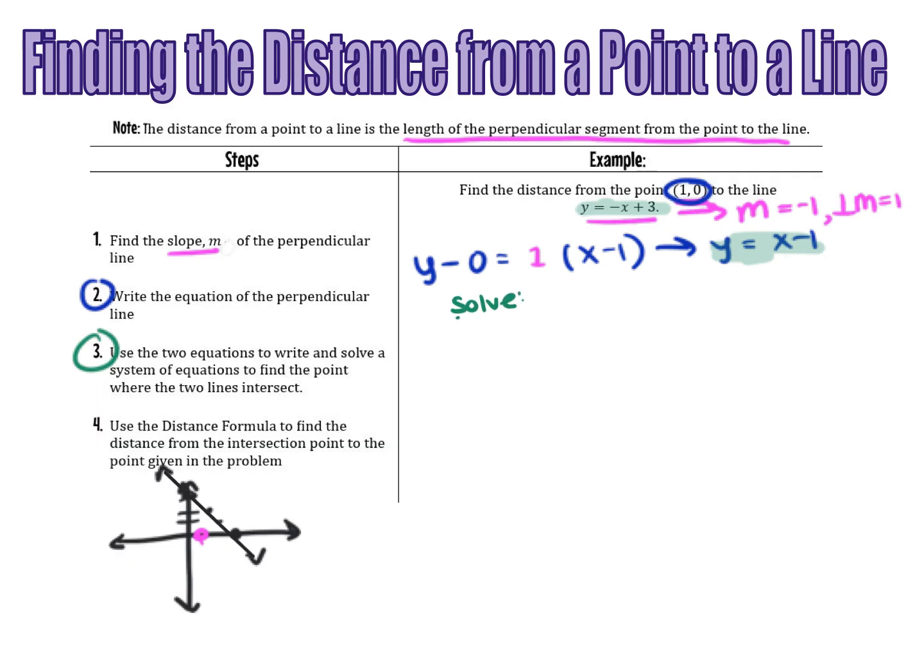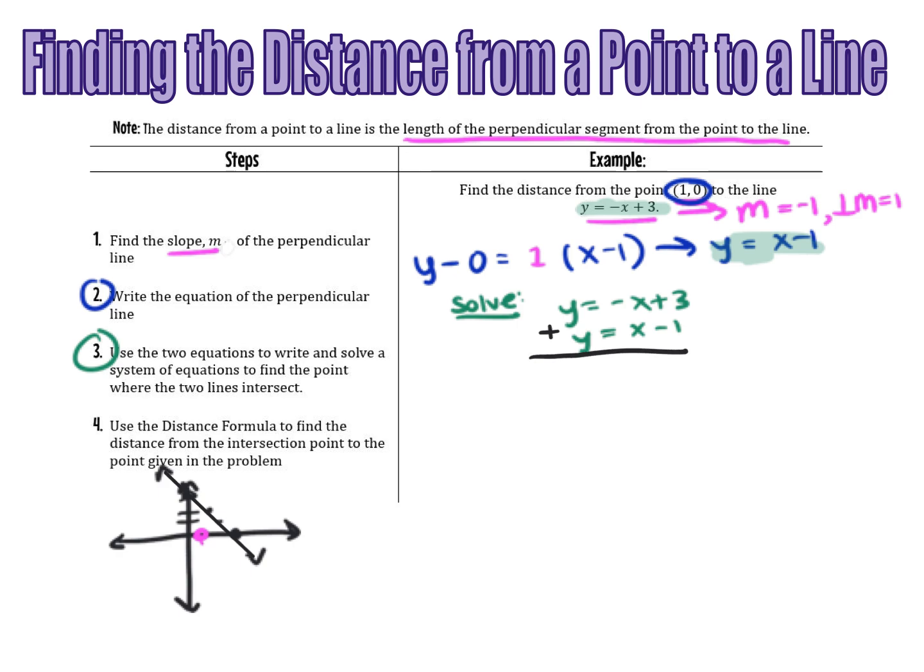So I'm going to write solve. I'm going to write the equation of both lines on top of each other. You can solve this using substitution or elimination. If you want to use substitution, what you could do is plug in x minus 1 right here, and then solve for x and plug that x value back into either of these highlighted equations to find y. I'm going to solve using elimination. So what I'm actually going to do is subtract these two.